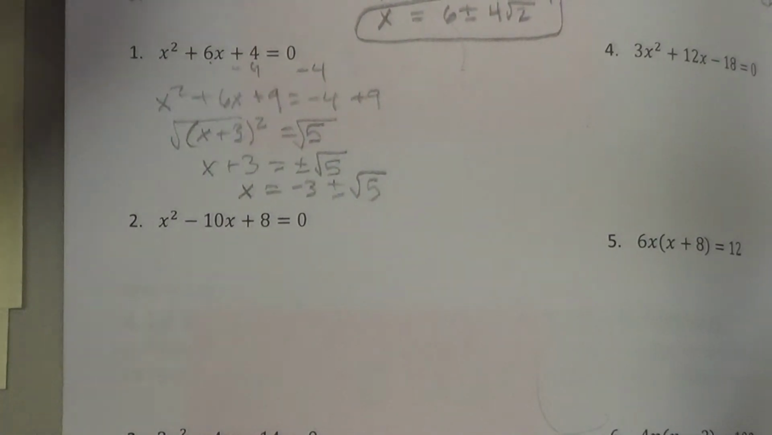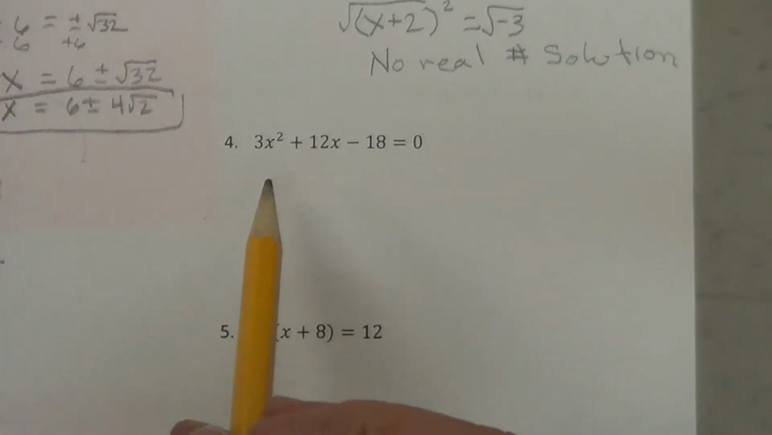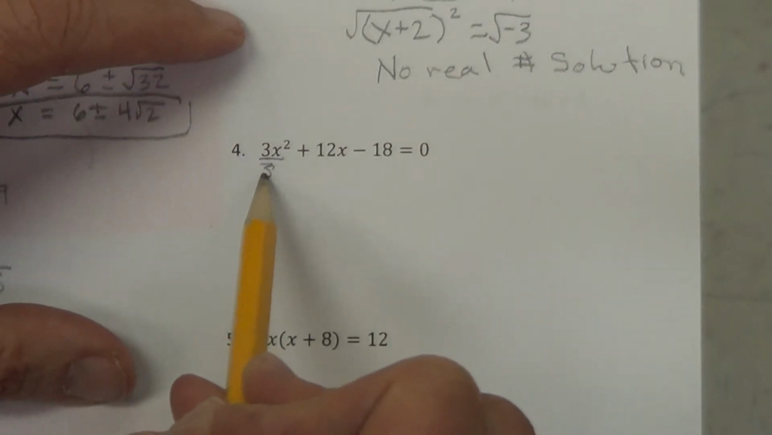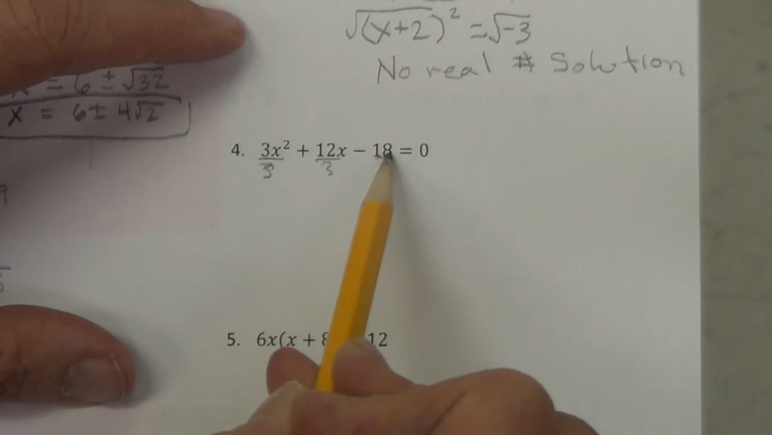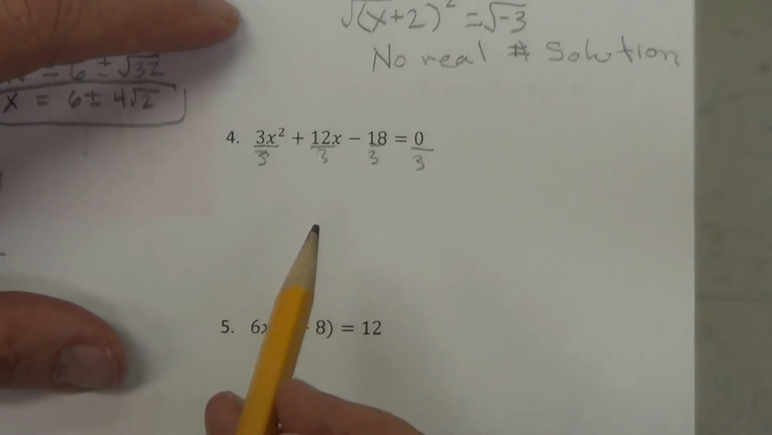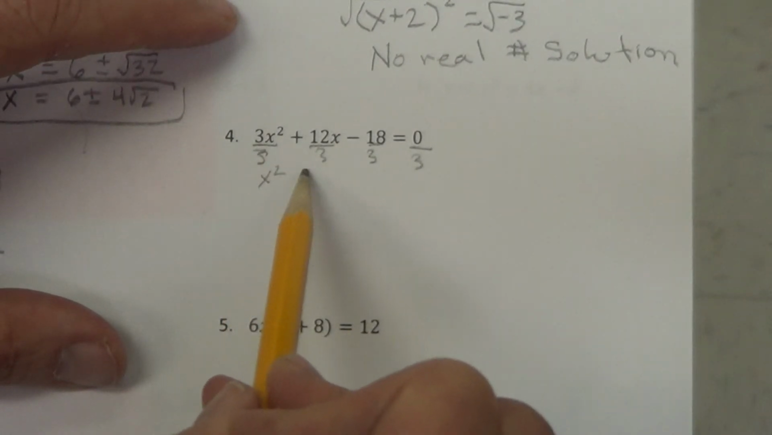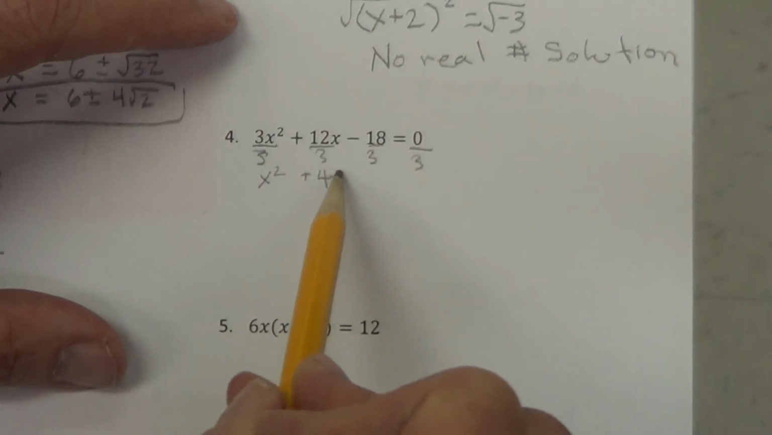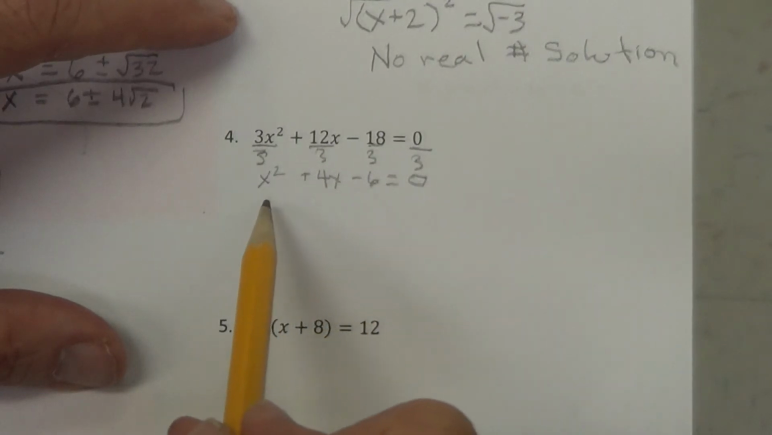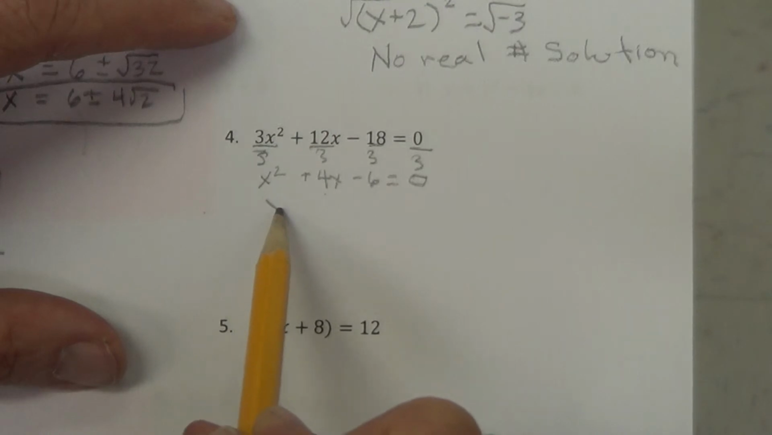Okay, I want to do one on this side. Again, we can't do these with the leading coefficient not being 1, so we have to divide everything by 3. If it doesn't work to divide by whatever that factor is, then you cannot do completing the square on that problem. So this becomes x squared plus 4x minus 6 equals 0. We know half of 4 is 2. 2 squared is 4, so we need to move that 6 out of there.